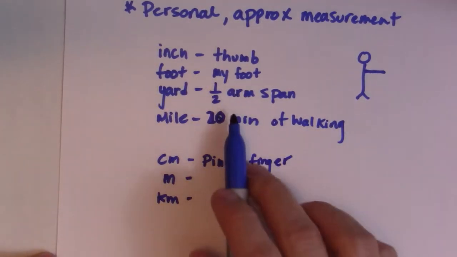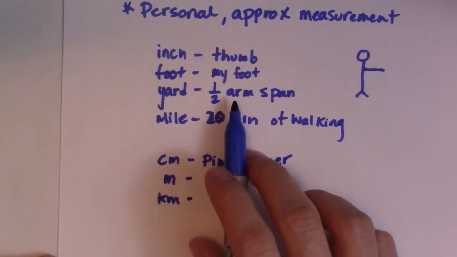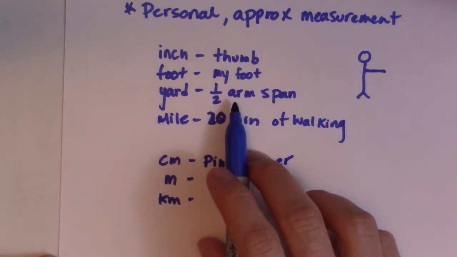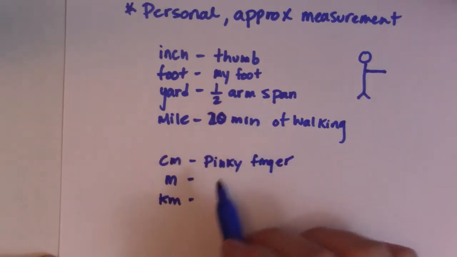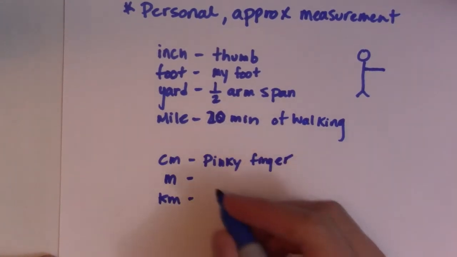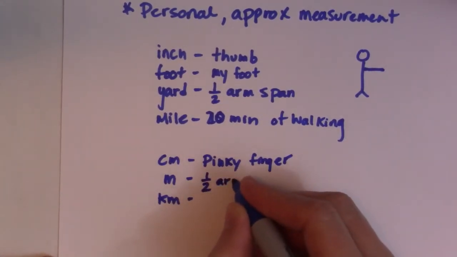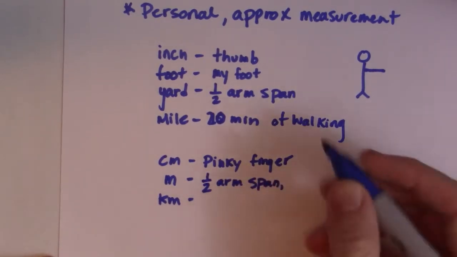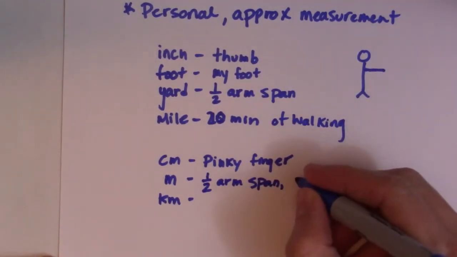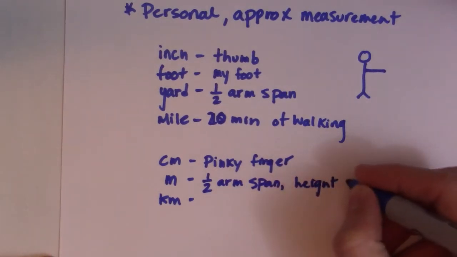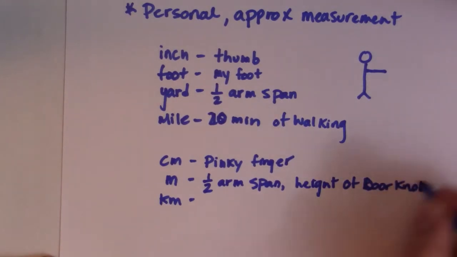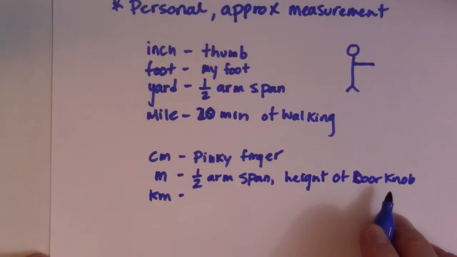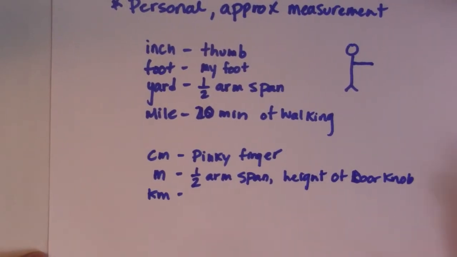Now a meter and a yard are very close together. A yard is what, 36 inches, that's 3 feet. So you get a good idea there that it's pretty close to a meter. So I would probably use the same measurement, an arm span. I also use the height of a doorknob, and I never thought of this one, it just came to my head. Now that's only useful if you have a doorknob around, of course. The height of a doorknob is generally about a meter high.